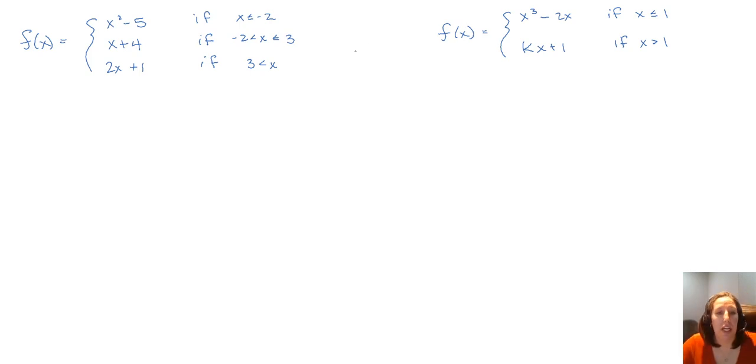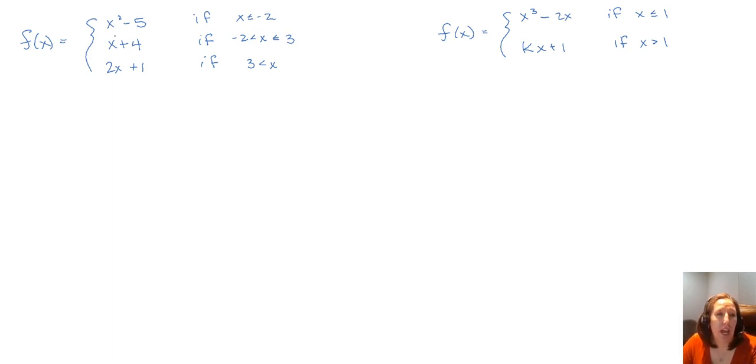The first criteria is that the limit of that function at that point exists. From the left and on the right, it's approaching the same value. The second criteria is that the function is defined at that point. And then the third criteria are that those two numbers are the same.